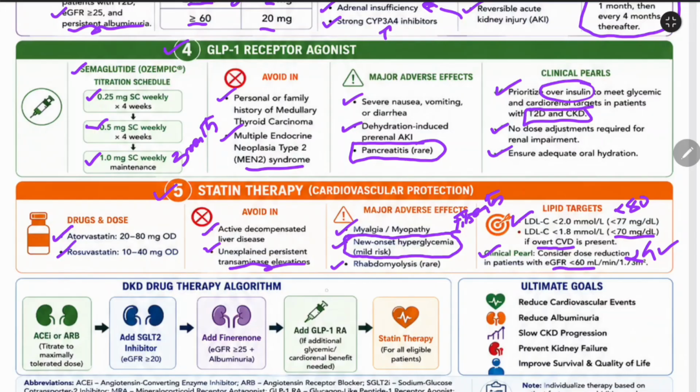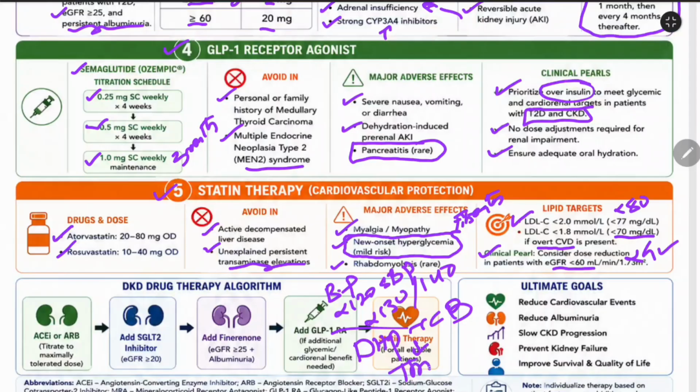And one more thing, if the BP is not controlled, the normal routine target is less than 120 SBP, and the relaxed target is less than 130 or 140 for frail individuals. So if not achieved, you should add a calcium channel blocker, DHP CCB. Still not controlled, then you can give a thiazide type of diuretic.